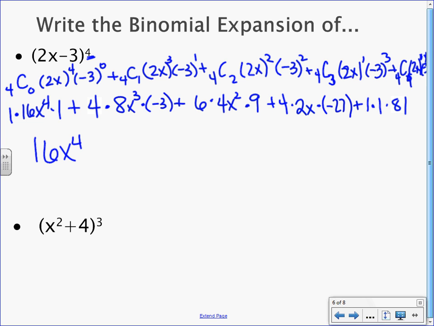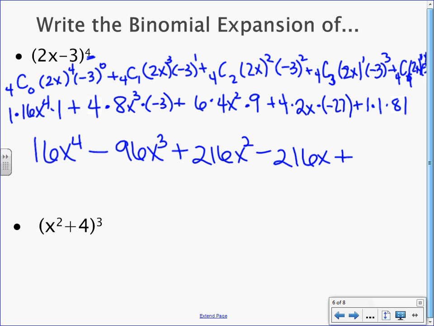So we have 16x to the 4th minus 96x cubed plus 216x squared minus, that's how much? 216x plus 81.